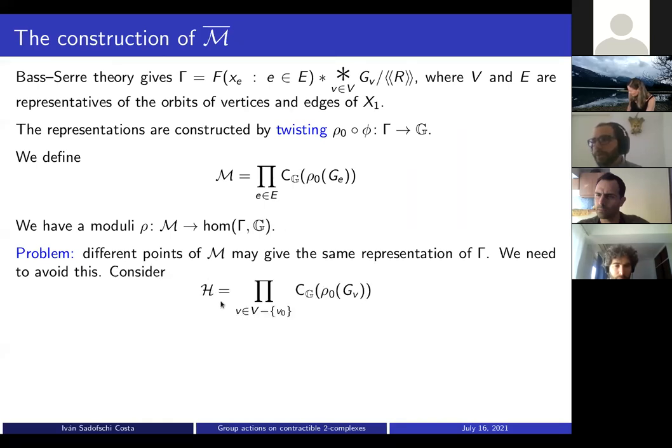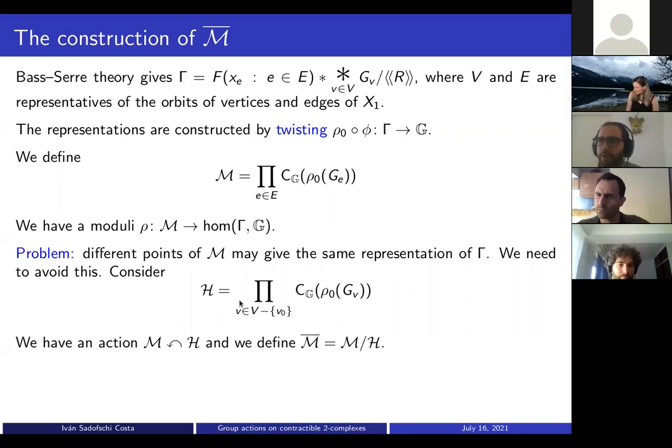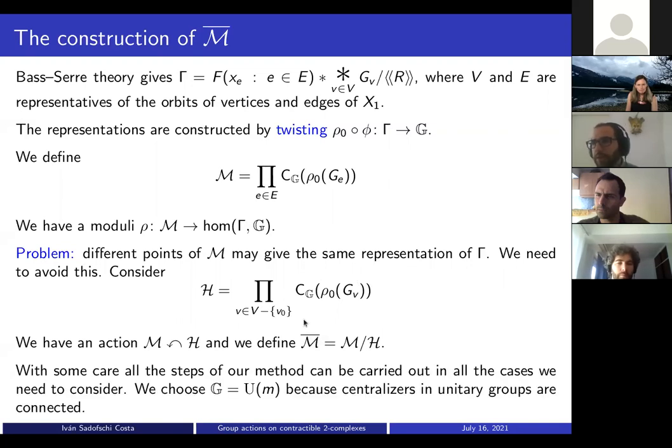We can consider this group H, which is again a product of centralizers, but this time of the stabilizers of certain vertices, of all vertices in B except from one base point. And then we can consider an action of H on this moduli M. This action is free, and we can define M bar as the quotient. And all of this structure passes to M bar. And finally, with some care, all of the steps in the method can be carried out in all of the cases that we need to consider.